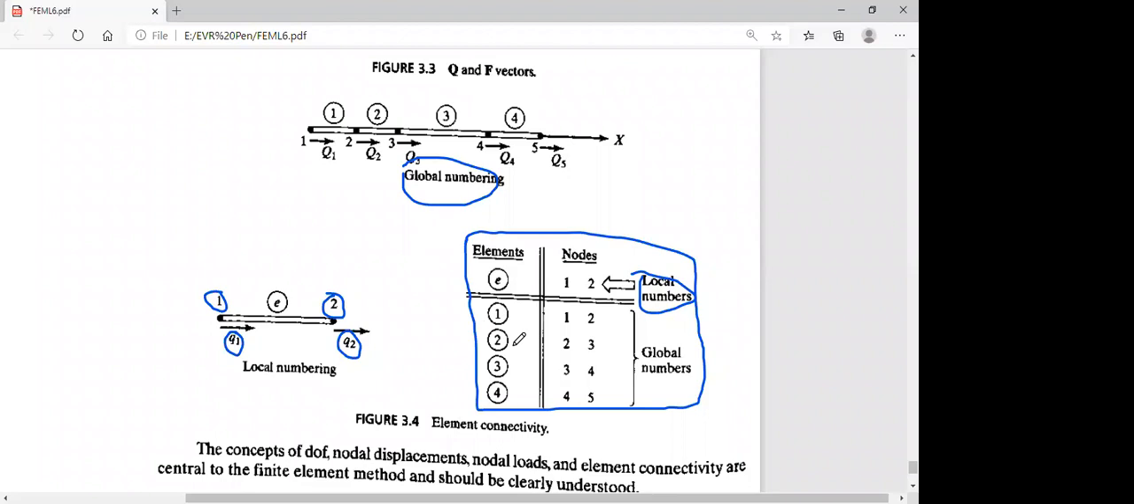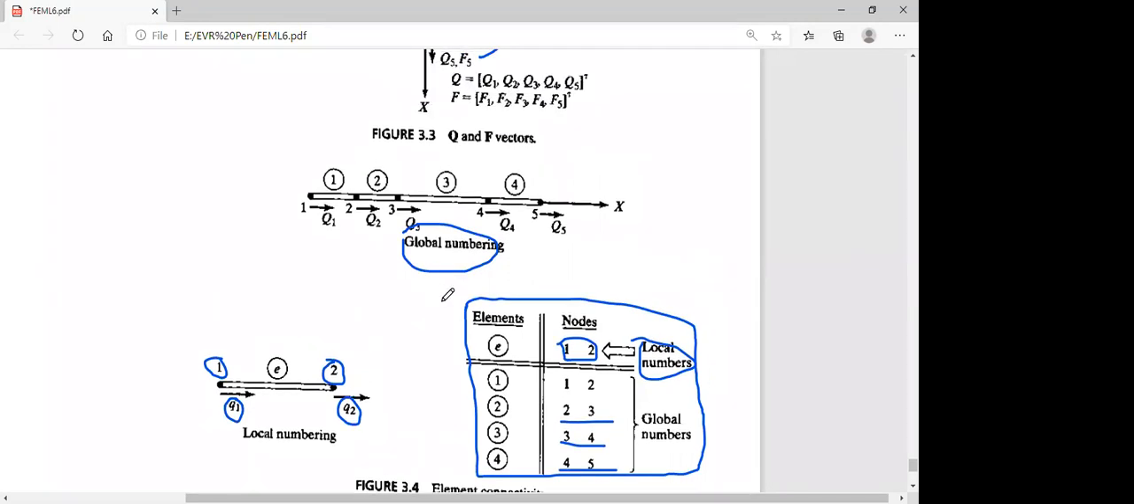For element 2, the global node numbers are 2 and 3, but the local node numbers are always 1 and 2. On all elements the local node numbers are the same, 1 and 2, but the global node numbers will be different. On element 3, the global node numbers are 3 and 4, and on element 4, 4 and 5. In this way, we have to model one-dimensional problems.